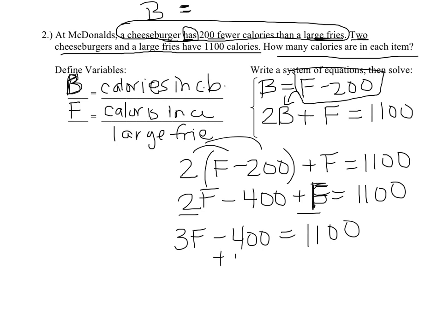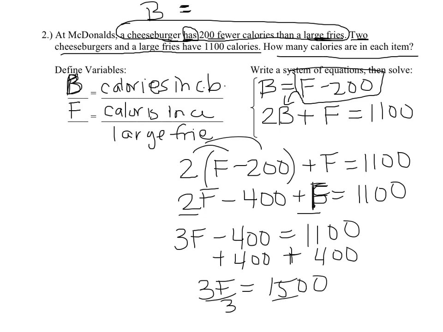Then I'm going to add 400 to both sides. When I do that, that is going to give me 3f equals 1500. Divide everything by 3, and we get here now that f is equal to 500. So we're going to come back up here. Well, we know that f is 500 calories, so we know that fries have 500 calories.